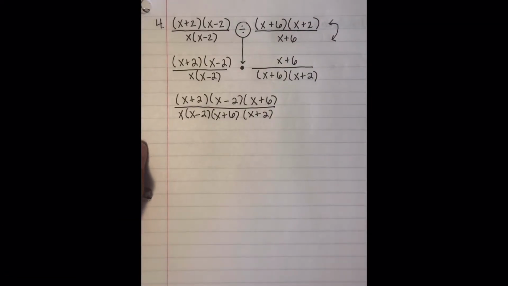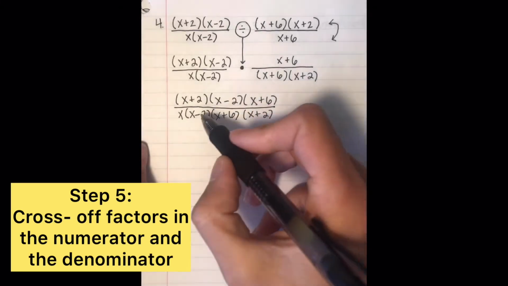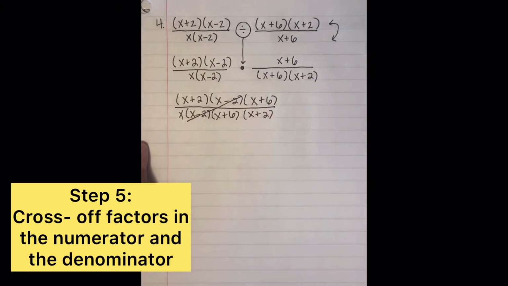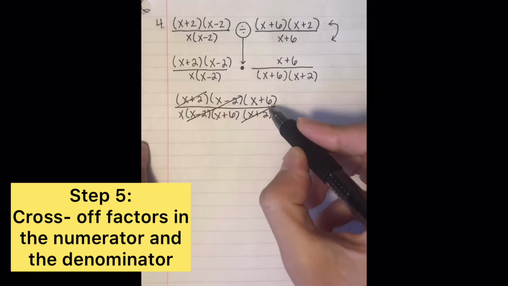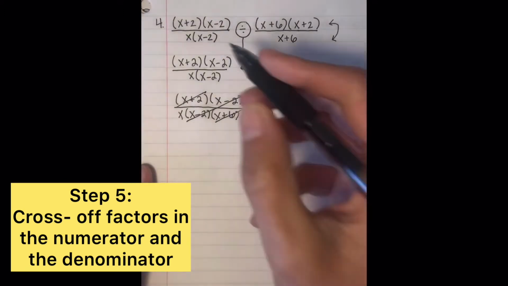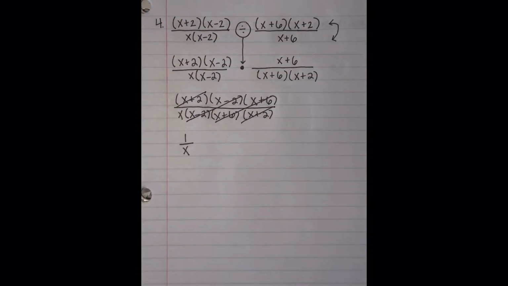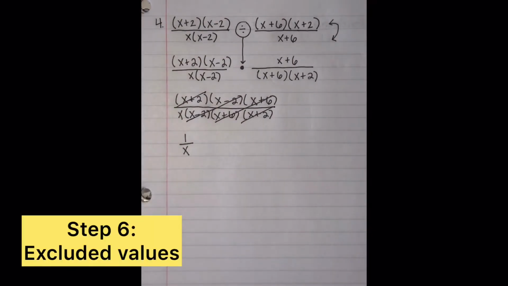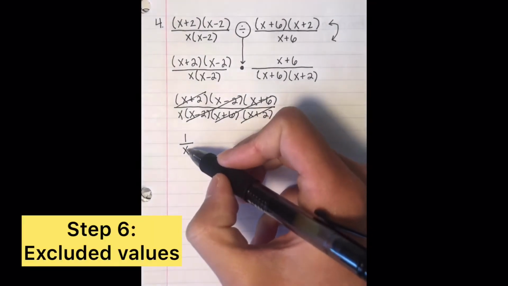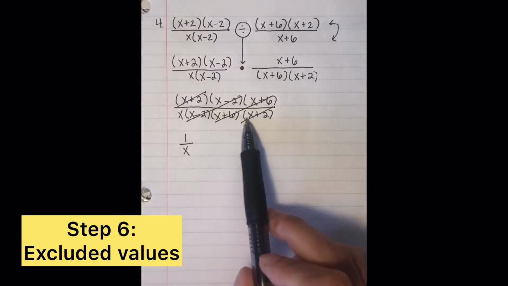All right, we are going to cross out anything on top and bottom. So here we've got x minus 2's. Over here we've got x plus 2's, and we've also got x plus 6's. So the answer is 1 over x. We needed to talk about excluded values, and even though there's only an x left on bottom, we want to exclude anything that was ever on bottom.